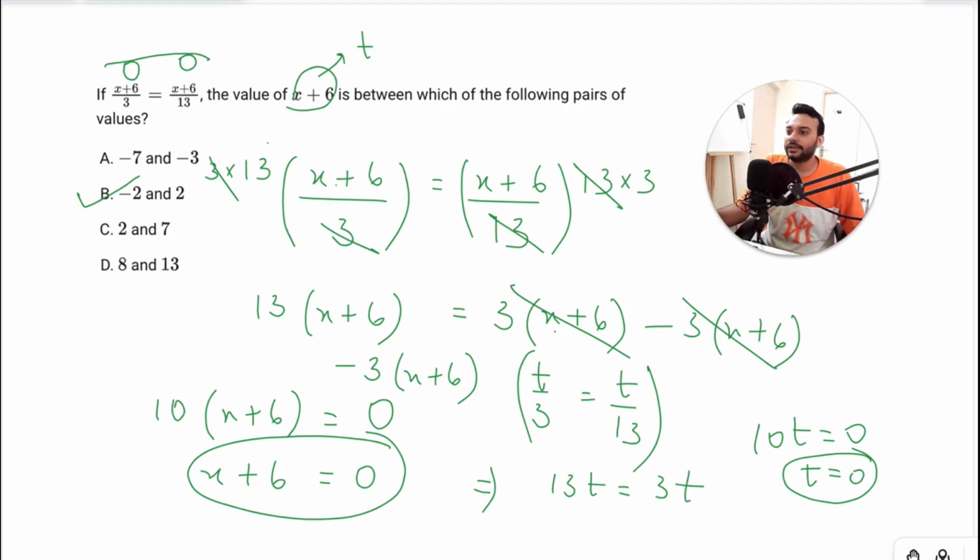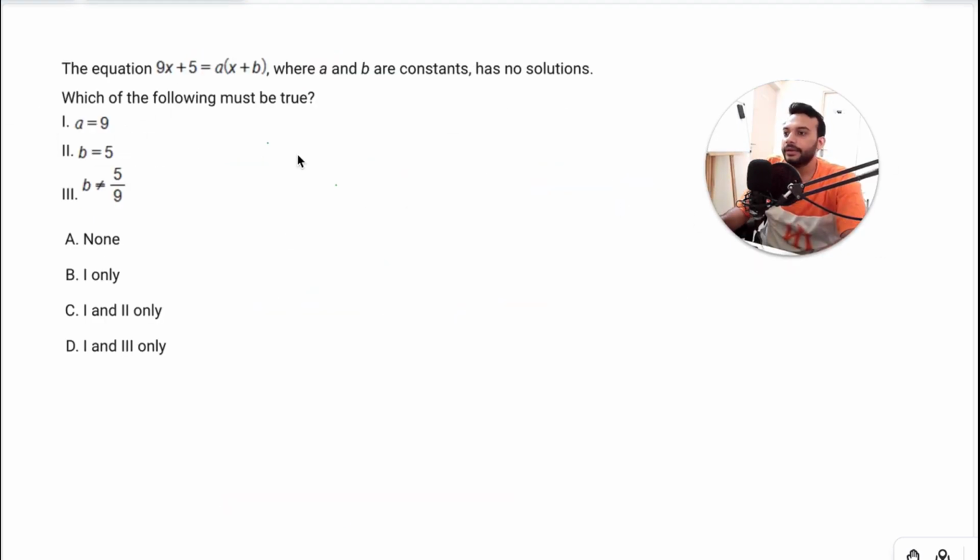Okay, let's go to the next one. The equation 9x plus 5 is equal to a times (x plus b), where a and b are constants, has no solutions. Which of the following must be true? Okay, no solutions for this equation. No solutions means it will be something like 0 is equal to a constant. See, so 9x plus 5 is equal to ax plus ab.